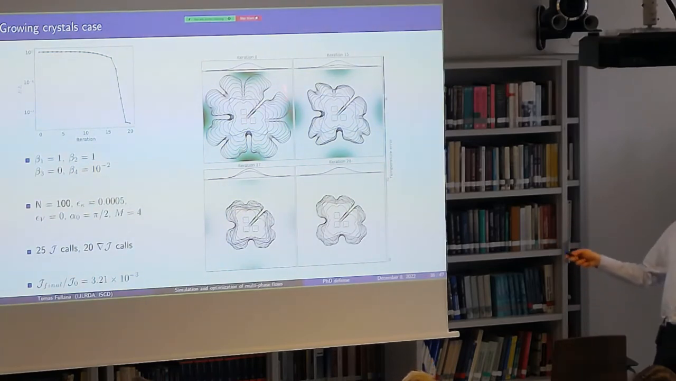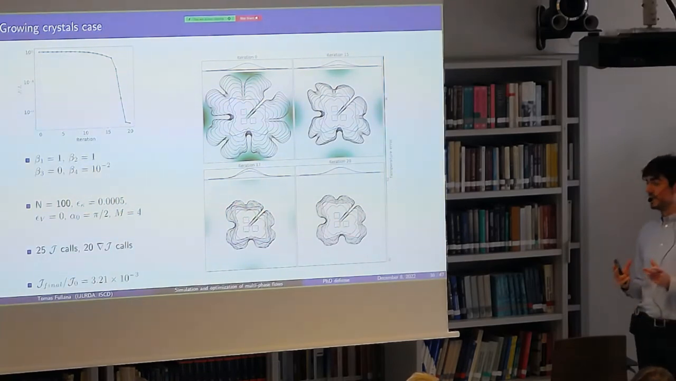So we see that the initial growing of the crystal here is going towards the corners of the domain. And as we iterate through time, we can match the final interface here in blue. So we are able to basically control the final position of the interface no matter the complexity of the initial system.